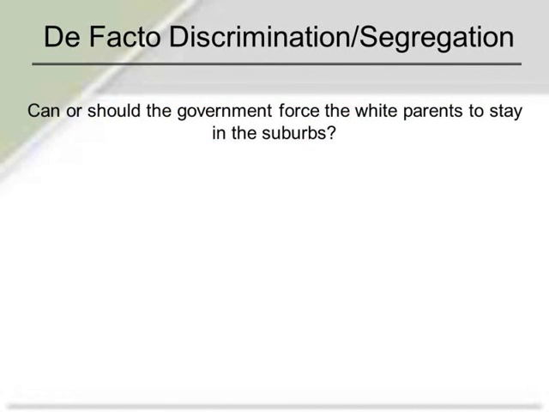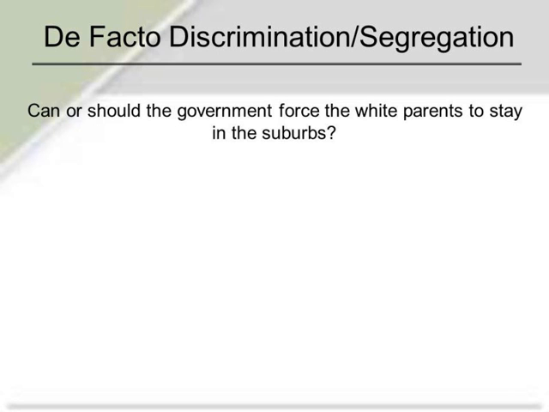We obviously know that the government should not or cannot force those parents of the white students to stay in the suburbs. So what do we do now? Since it's shown that busing has not been successful in ending segregated schools, should the government simply give up? No, the government has not just simply given up on it.